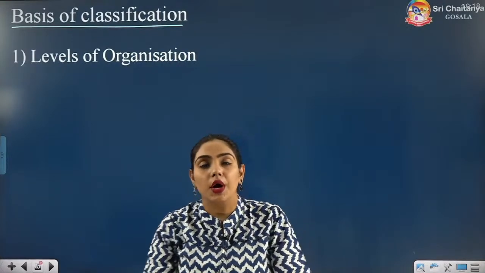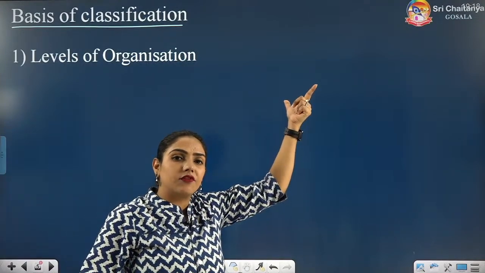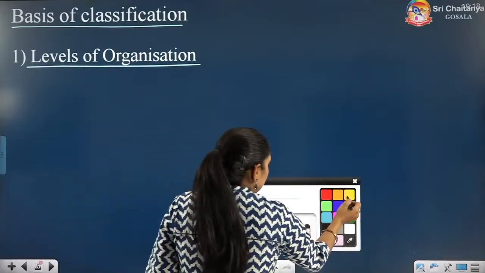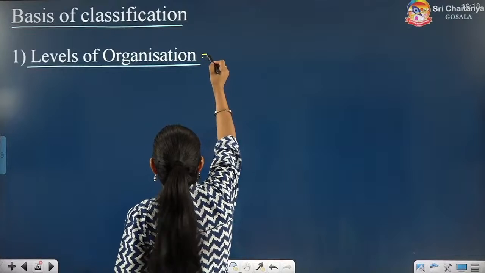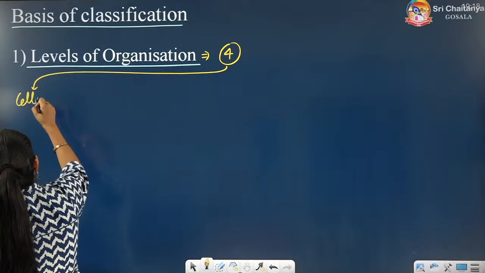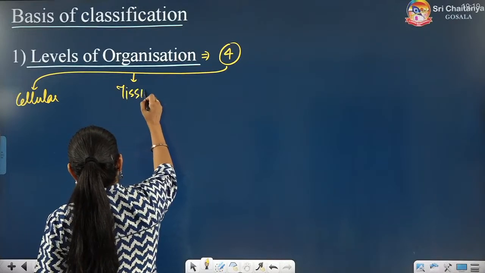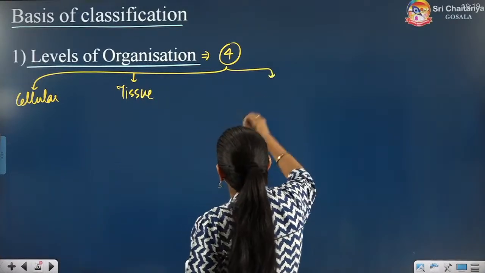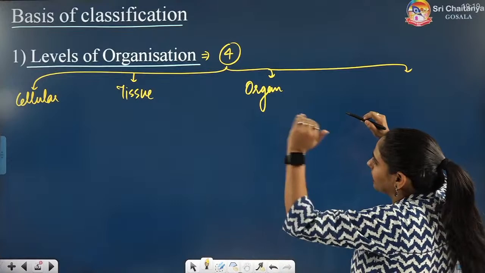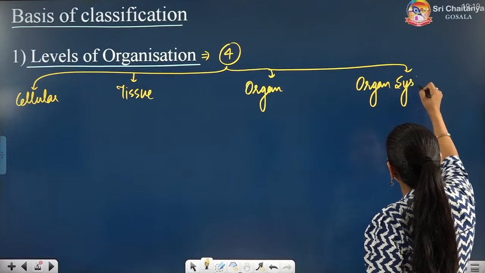All right. So the first character which we are taking in the basis of classification is levels of organization. If we talk about the levels of organization, there are 4 levels. The first level is cellular level of organization. The second level is tissue level of organization. The third level is organ level of organization. And the fourth level, the highest level of organization, is organ system level of organization.